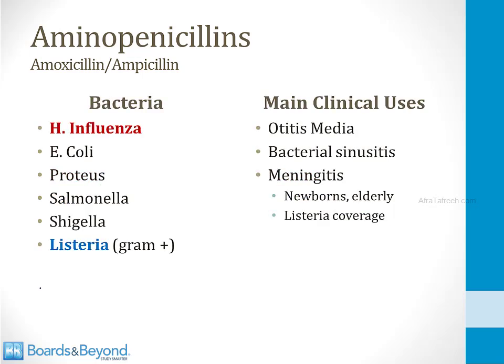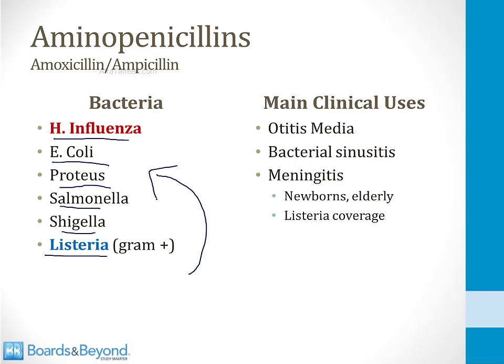I've listed on the screen some of the bacteria that are commonly treated with aminopenicillins. H. influenzae is one of the most important ones. It's a gram-negative bacteria, but it's often sensitive to these drugs. Other gram-negatives that are covered by these drugs include E. coli, Proteus, Salmonella, and Shigella. The aminopenicillins are also often used to treat listeria. Now, listeria is a gram-positive bacteria, and it can be treated with penicillin, but it's often treated with the aminopenicillins so that you have coverage for listeria plus these other bacteria.